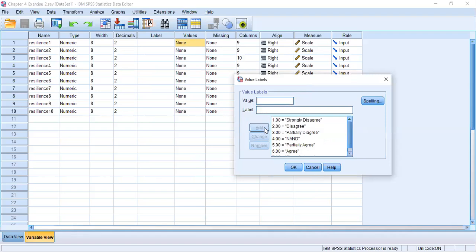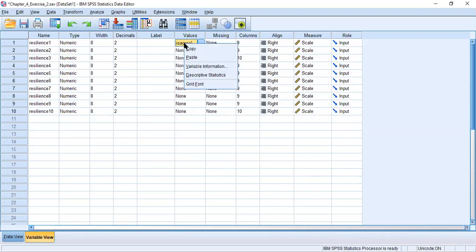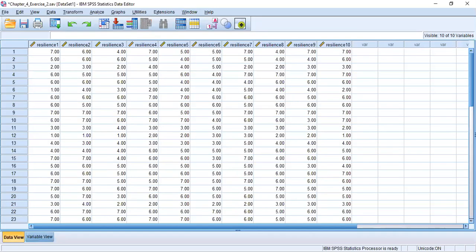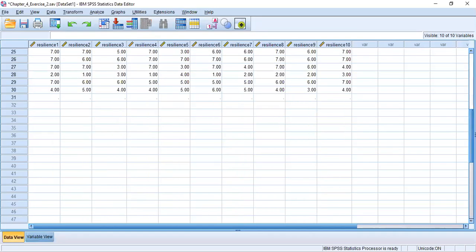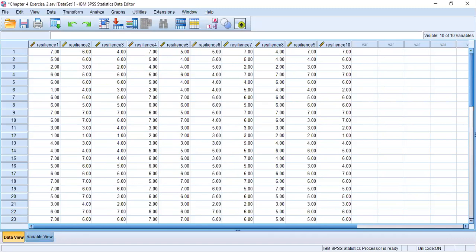So I add on this, do OK, and here we are. And as you know, from here I'll just copy it, put the things over there, Control V, and there you are. All these variables are in scale form that we know. So that's done. You can look at the data view. The data view shows the number of participants being 30, so 30 people have answered this question on resilience.